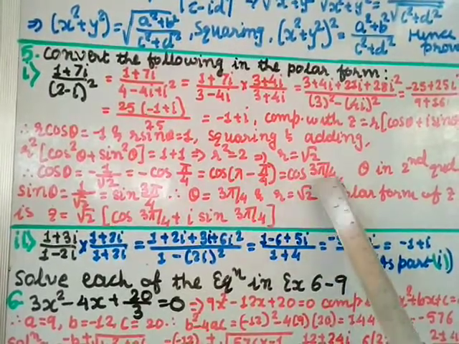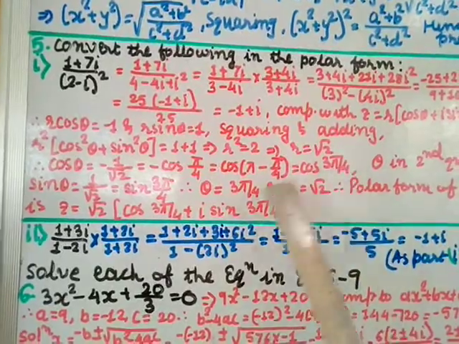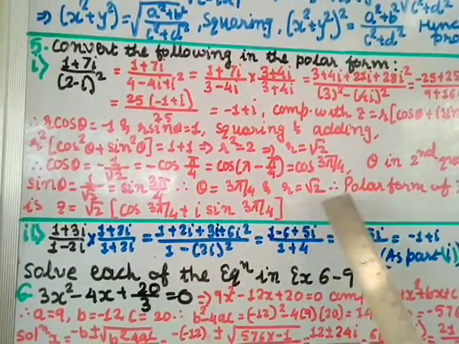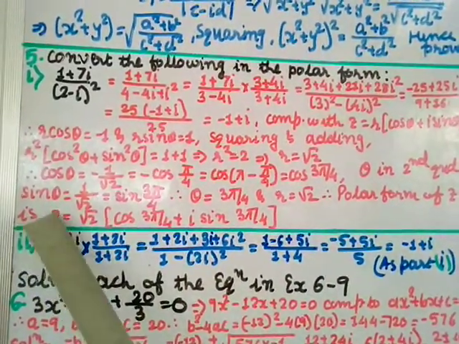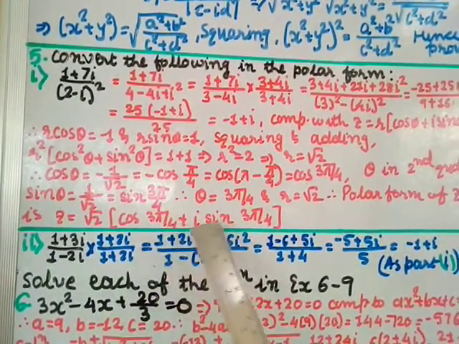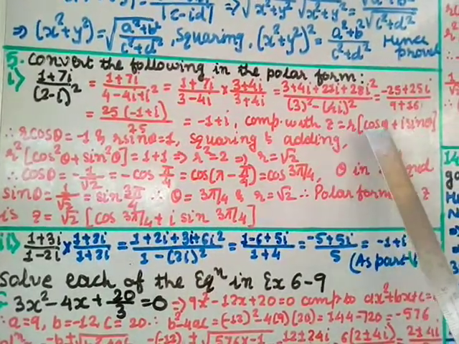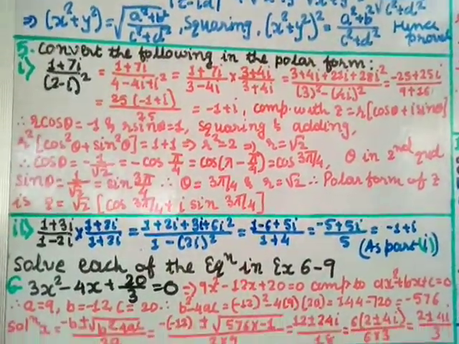So cos 3π/4. Here I am writing directly sin 3π/4. That means theta is 3π/4 and r value is root 2. Therefore the polar form of z is z = root 2 into (cos 3π/4 + i sin 3π/4). Okay, this is the polar form. Here just put the value of r and theta and you get your answer.